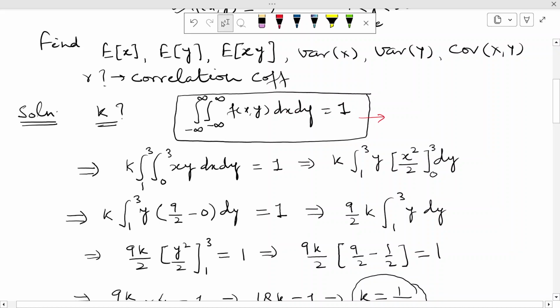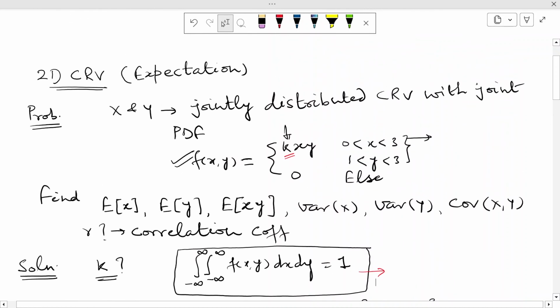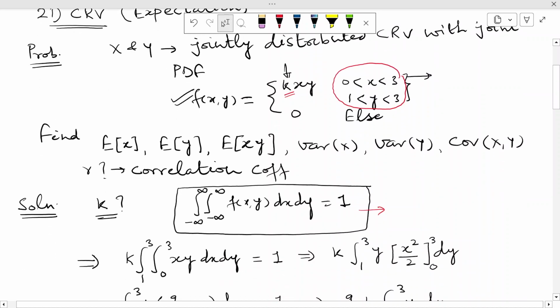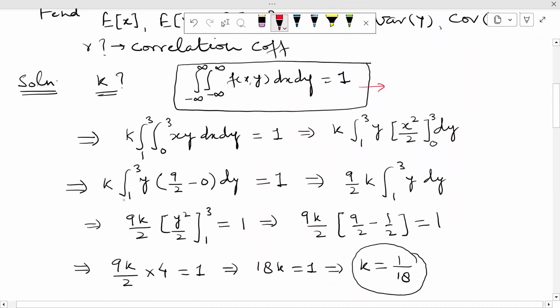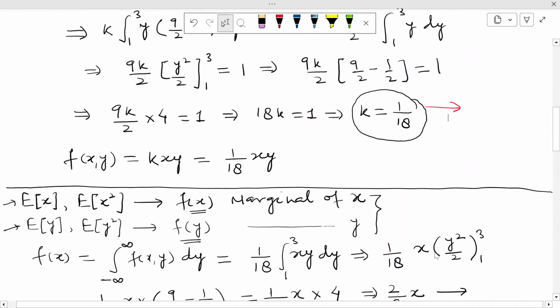Now because our joint PDF is defined over this region, the limits will be 0 to 3 for x and 1 to 3 for y. So that is what we are doing here, and after performing this integral we obtain the value of the constant. So this is the first part. It is very important that we have clear information about our joint PDF.